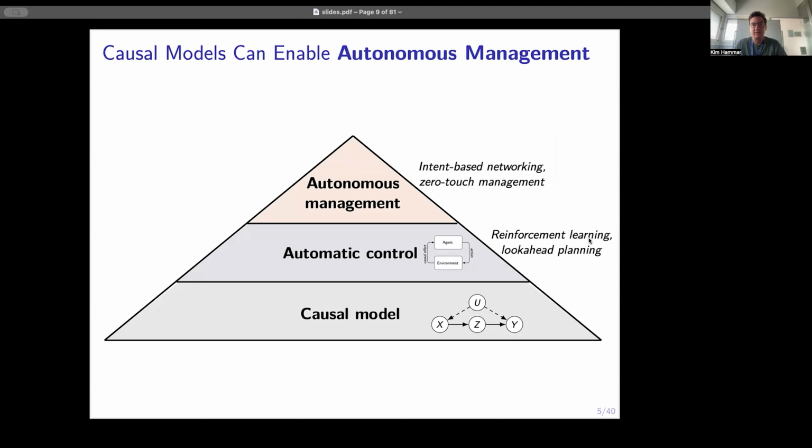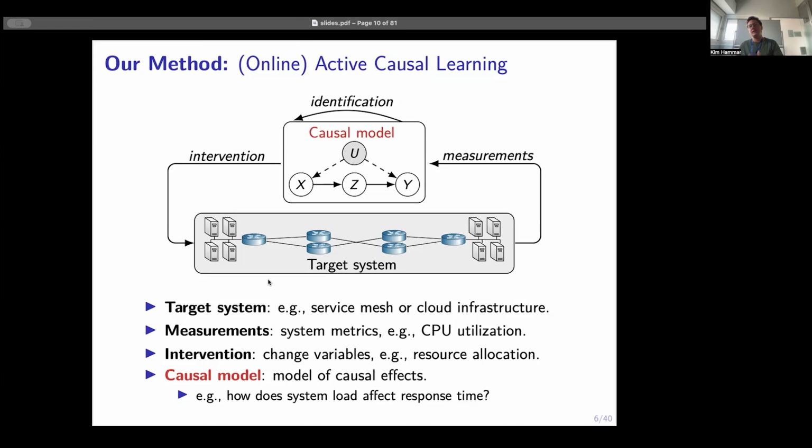And when we're doing these interventions, we are balancing two conflicting objectives. On the one hand, we want to learn as much as possible about the causal mechanisms in our system. But on the other hand, we also want to keep the operational cost of the interventions relatively low. And later on in this talk, I will explain in detail how we address this particular trade-off in our method.